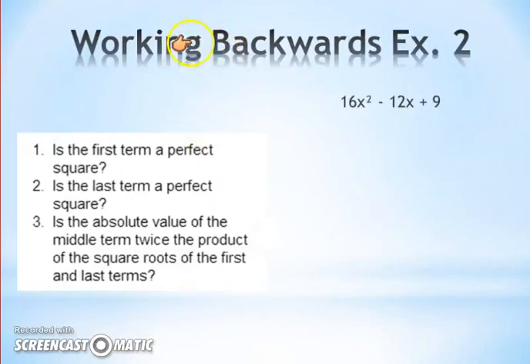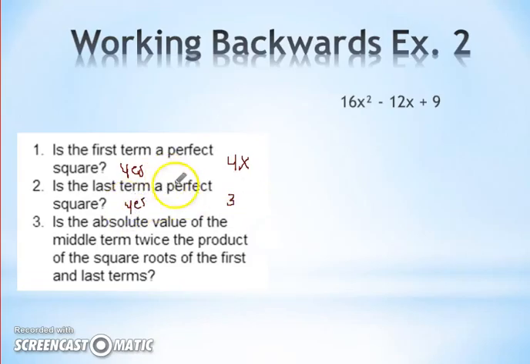One more example of working backwards. Let's check the first two questions. They're the easier ones. So 16x squared, is this a perfect square? Yes, because the square root of 16 is 4, and the square root of x squared is x. So 4x is the term. If I multiply 4x times 4x, I would get 16x squared. Question 2, is the last term a perfect square? So we're looking at 9. 9 is a perfect square, and the square root of that is 3. So this one is yes.